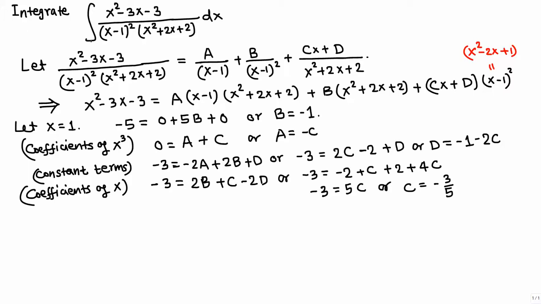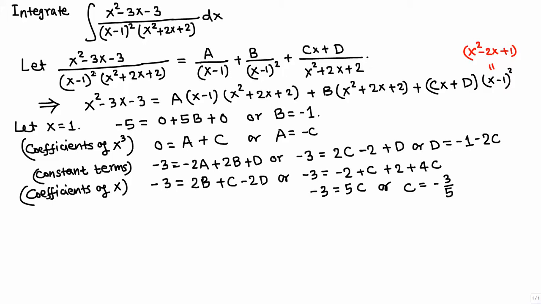Integrate the integral of (x squared minus 3x minus 3) over (x minus 1) quantity squared times (x squared plus 2x plus 2) with respect to x. Okay, now we want to write this fraction as a sum of simpler fractions.